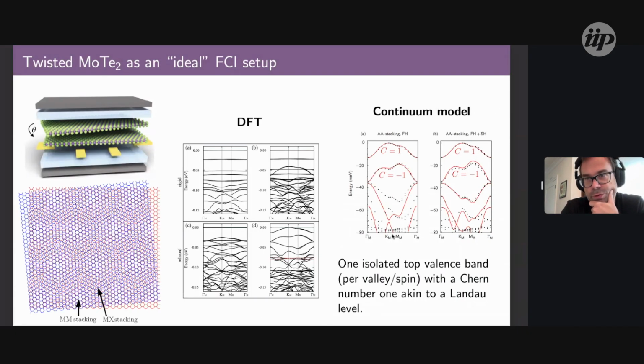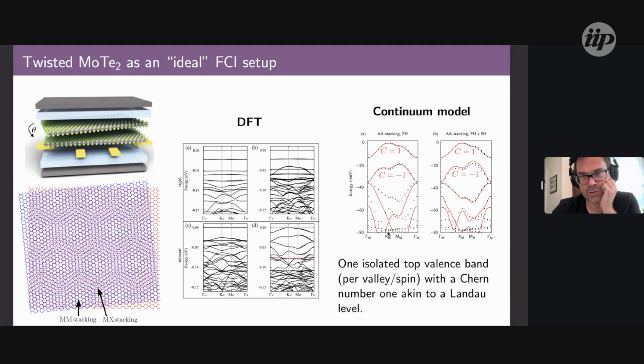Two years ago, several experimental groups used twisted MoTe2, where for the first time FCIs have been observed. And twisted MoTe2 is roughly like the prototypical example of an ideal FCI setup. So once again, you have two layers of MoTe2 that you twist one compared to the other. The twist angle might vary between 2 degrees and 4 degrees. Not all angles will have FCI emerging, but let's say the most prominent case is around 3.7 degrees. There are many groups that try to do DFT calculations to get the band structure of the twisted MoTe2.